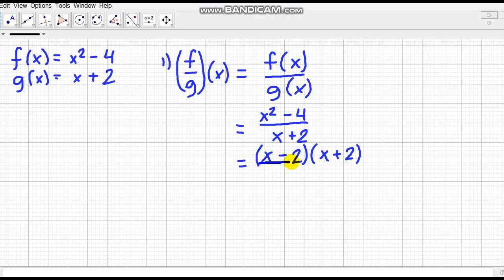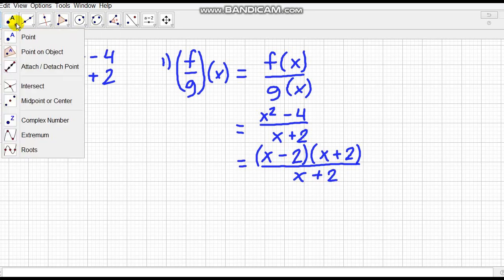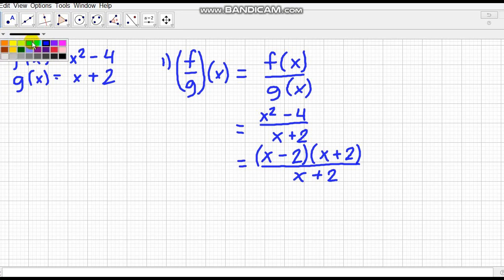Now the denominator is x plus 2. Take note that there is a common term, a common factor, which is x plus 2. So we divide them. In common notation, we cancel them, but what we actually do is we divide them so that their quotient is equal to 1. So we're left with x minus 2. Therefore, the f over g of x is x minus 2.